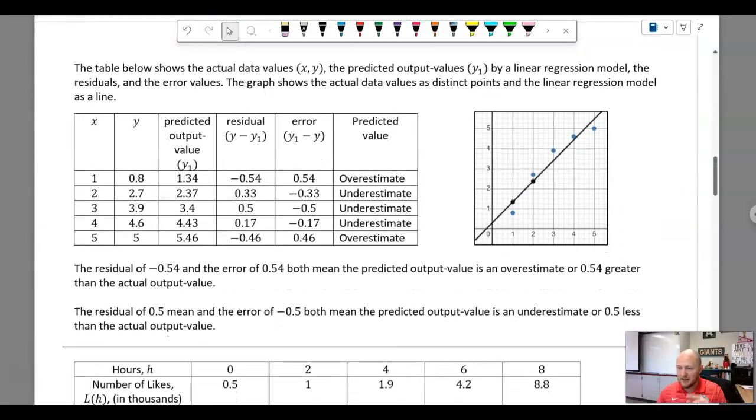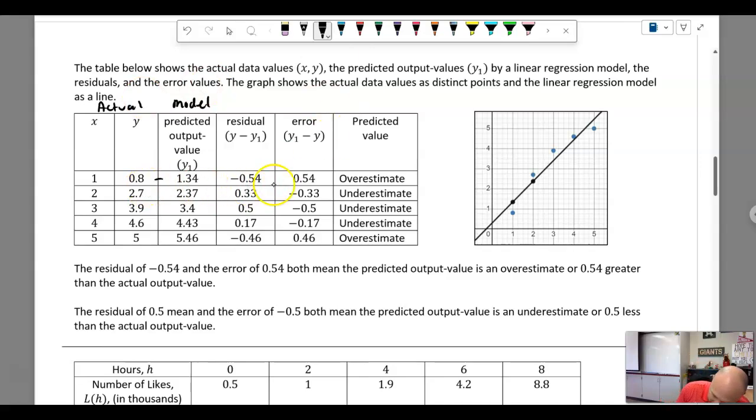Okay, so let's see how this can play out. The table below shows the actual data values, x and y, and the predicted output values by a linear regression model, the residuals, and the error values. The graph shows the actual data values as distinct points and the linear regression model as a line. So just to give you an idea of what's going on, here is your actual data. And I guess they had a model, and here are your predicted output values. Here's your model. So we can calculate residuals just by subtracting these.